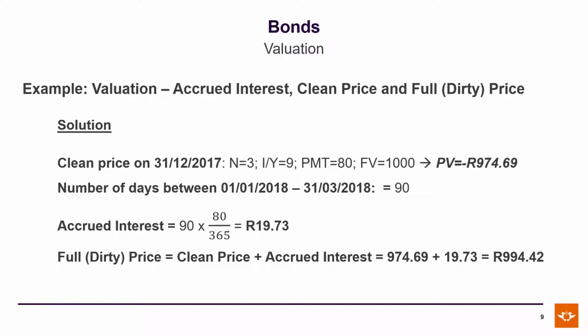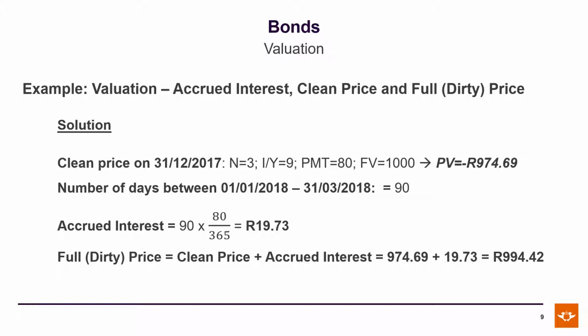We're now going to use our trusty HP 10B2 Plus to calculate the dirty price of our bond. Now, the most difficult aspect here is going to be calculating the number of days between 1 January and 31 March. To calculate the clean price on the 31st of December 2017, we use our usual inputs and we get 974.69. Now, to calculate the number of days, we have to ensure firstly that our calculator is in the right date mode, which is day, month, year.